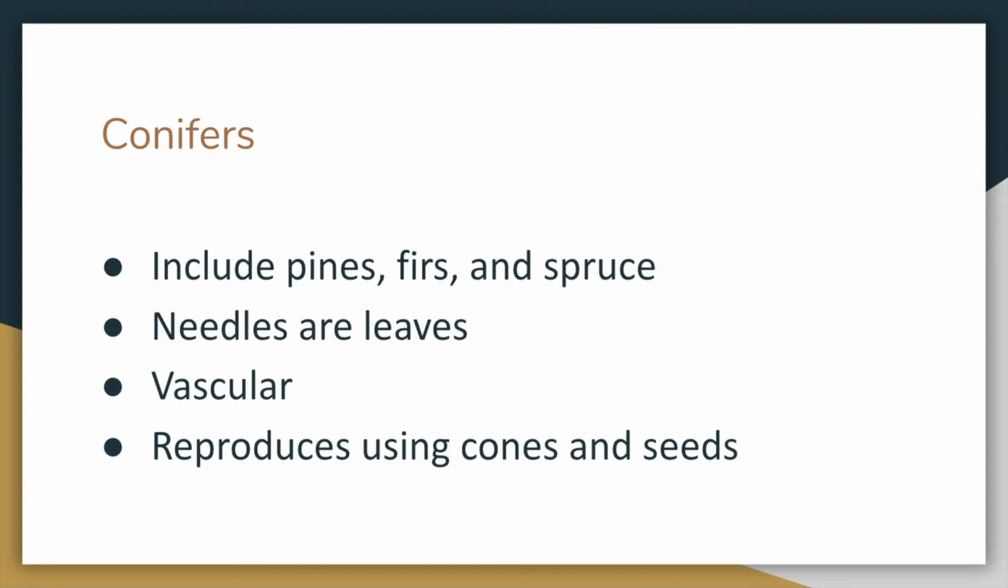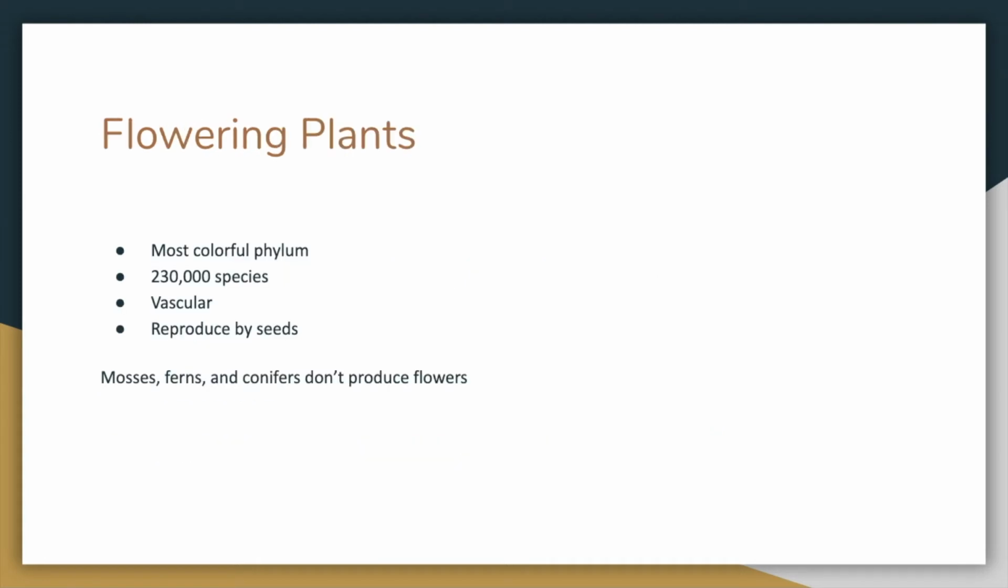Flowering plants. This is certainly the most colorful phylum of plants. About 230,000 species of flowering plants have been identified. All flowering plants are vascular. These plants use their flowers to make seeds for reproduction. Mosses, ferns, and conifers don't produce flowers. So that's just a little bit different, is that they have flowers. So we see those all around us, where we get to see it's a little bit more colorful and a little bit more beautiful as far as what flowering plants look like.